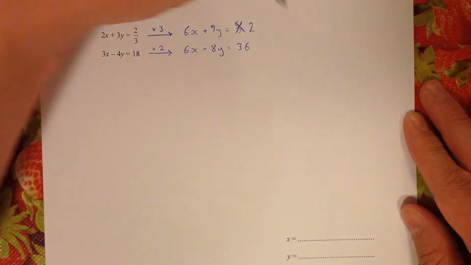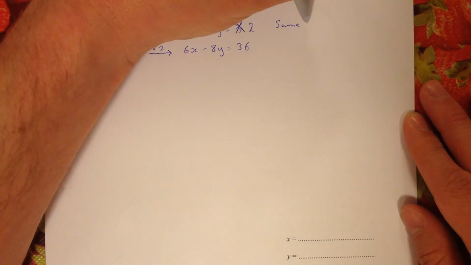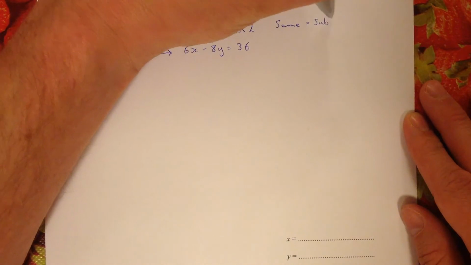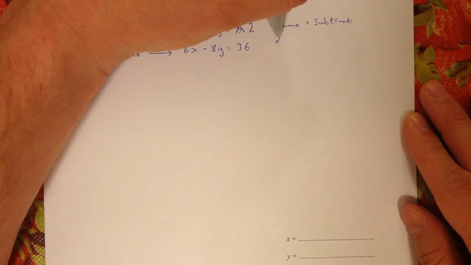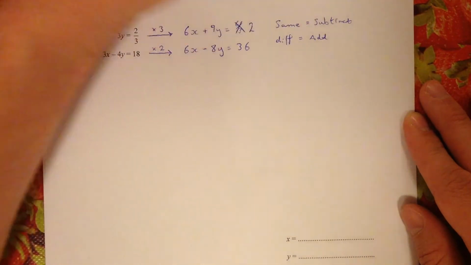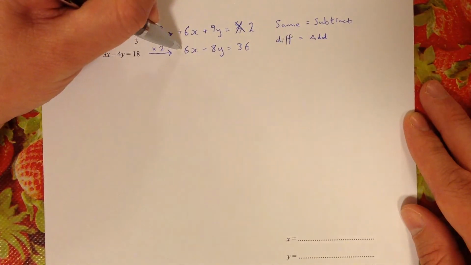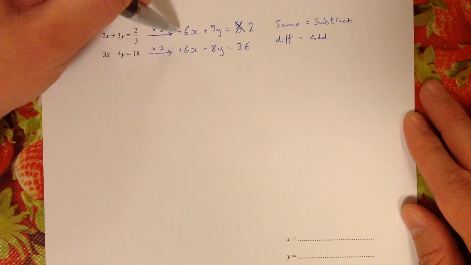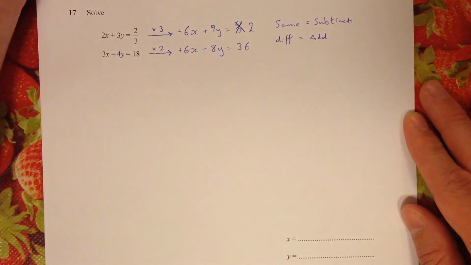The rule we now have to remember is that if the variable we've made the same has the same symbol in front of it, we're going to subtract. But if the variable we've made the same has different symbols in front of it, then we're going to add. We've made the x's the same. Here is a positive sign, it's just an imaginary one we don't need to write, and here is a positive sign we just don't need to write. So they're both positive, so they have the same symbol, so we're going to subtract one equation from the other.